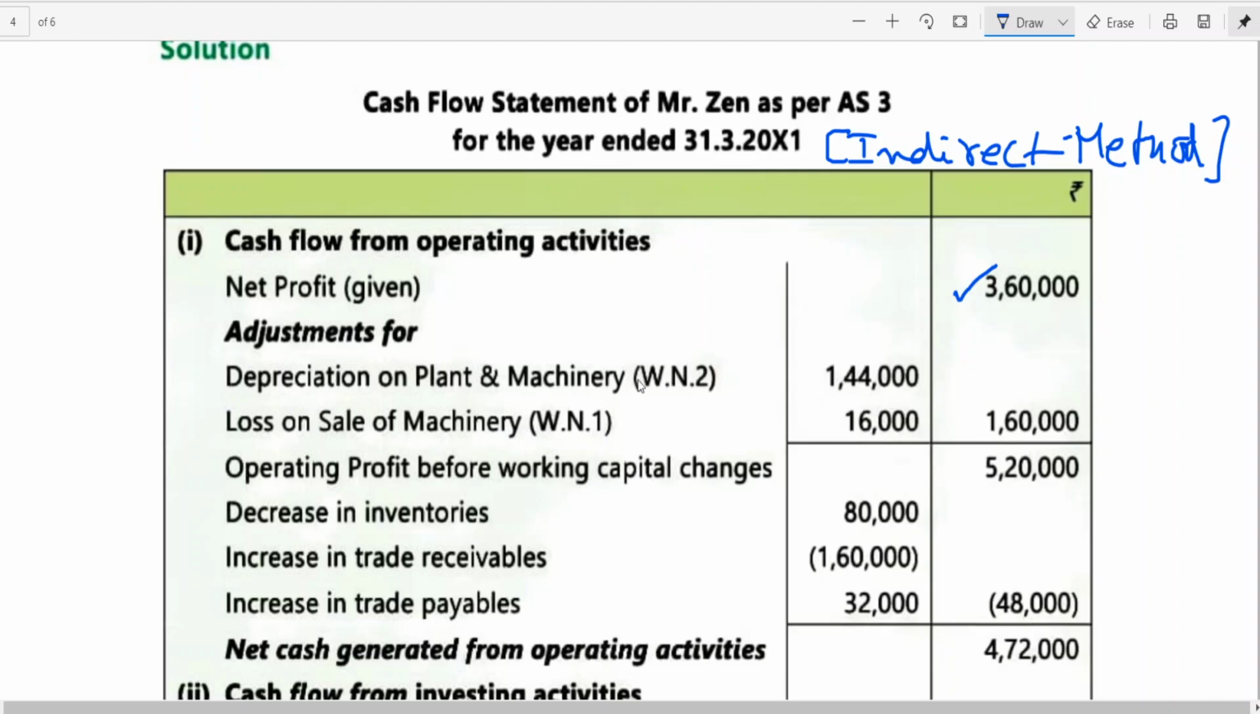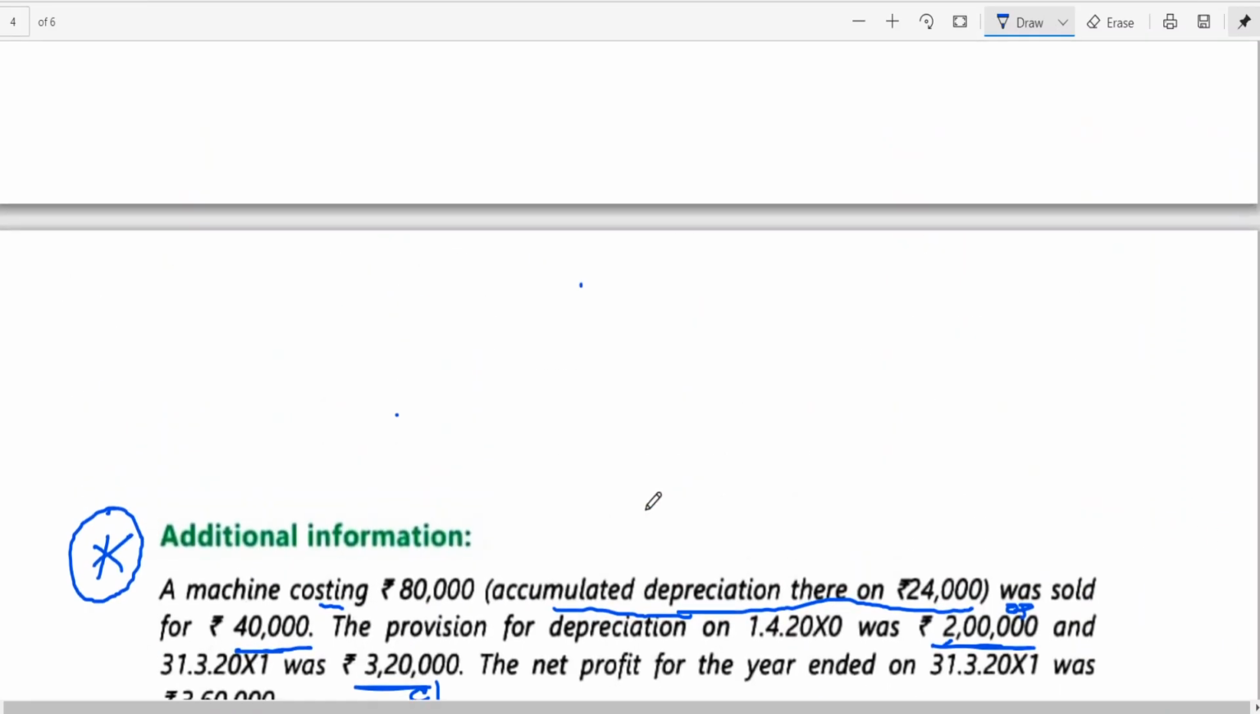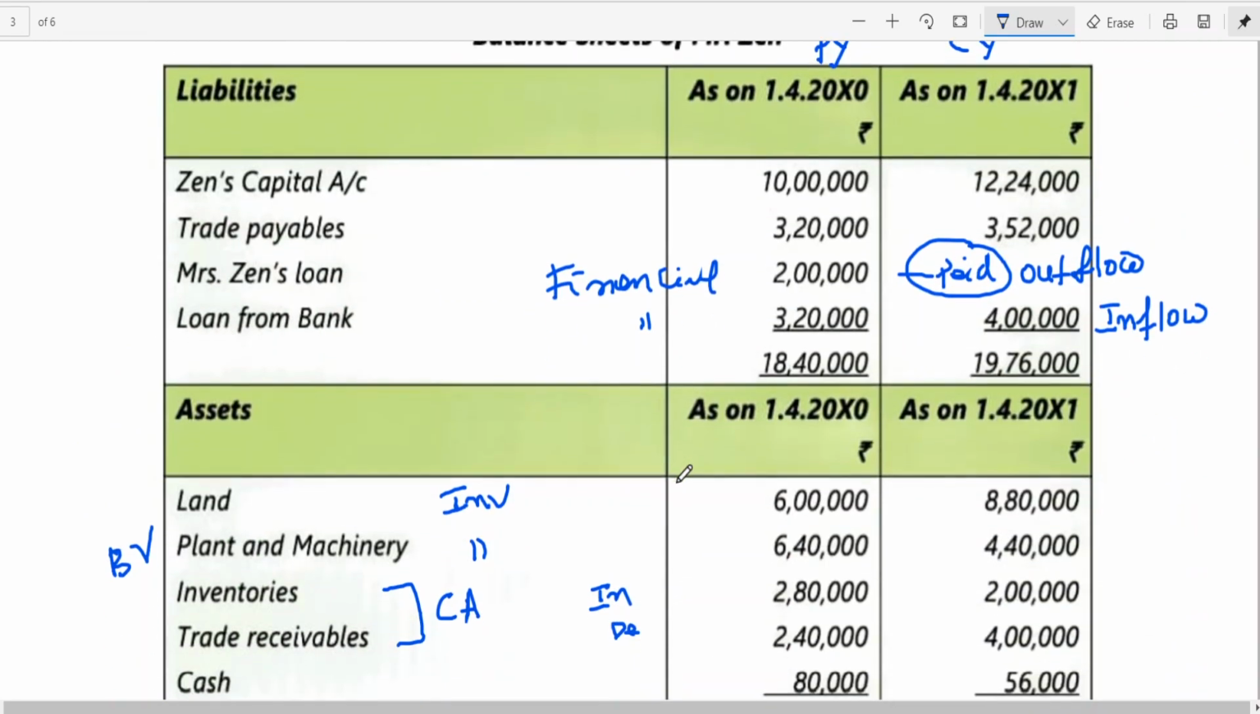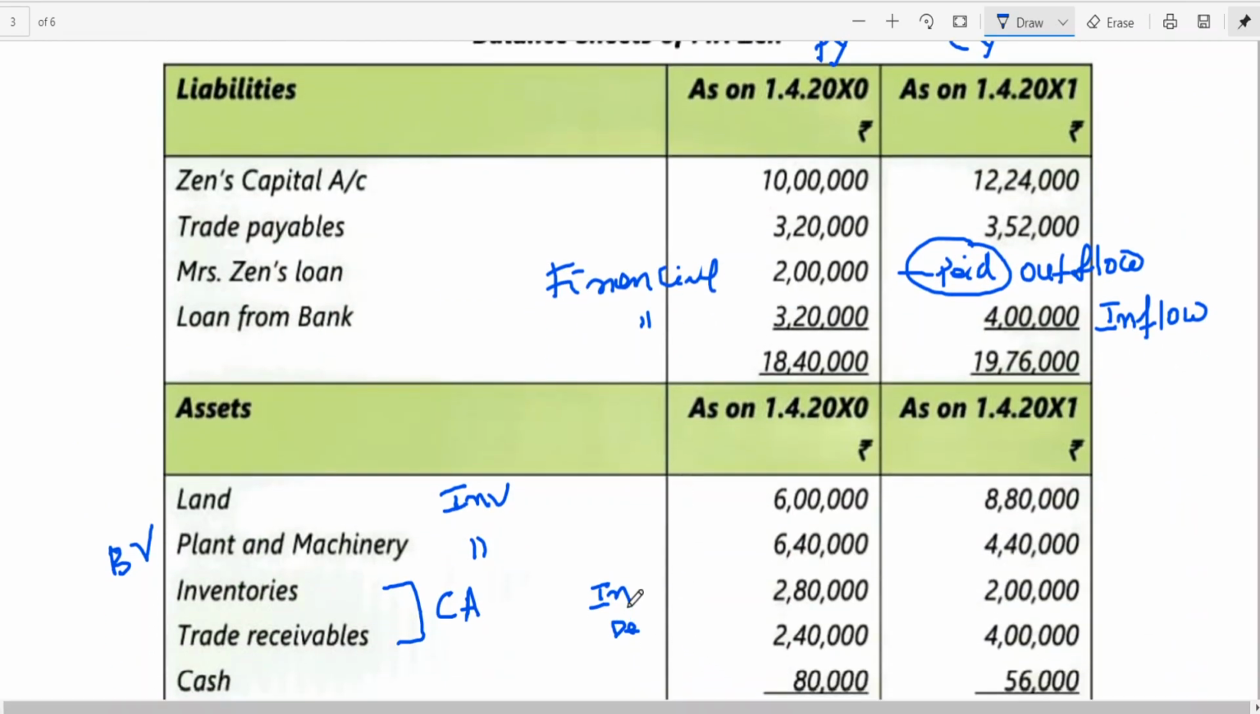So net profit given, depreciation on plant and machinery, we got it from working notes. Loss on sale, because you will be debiting it to the P&L account, we are adding it back. This also we have learned. Then operating profit before working capital changes. Then I told you decrease in inventory is inflow. You might have seen it here already. Decrease in inventory, inflow.